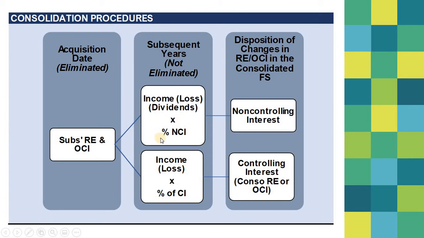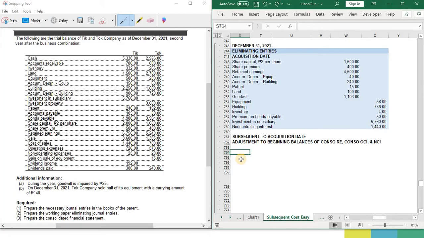So the portion of the NCI will be closed to the non-controlling interest account, and the portion of the controlling interest will be recorded in the consolidated retained earnings or the consolidated other comprehensive income. So let's debit retained earnings for 640 pesos. So this is the increase in the retained earnings of the subsidiary starting acquisition date. So this is computed as 5,240 less 4,600. So we debited because we will transfer this to the consolidated retained earnings or the non-controlling interest.